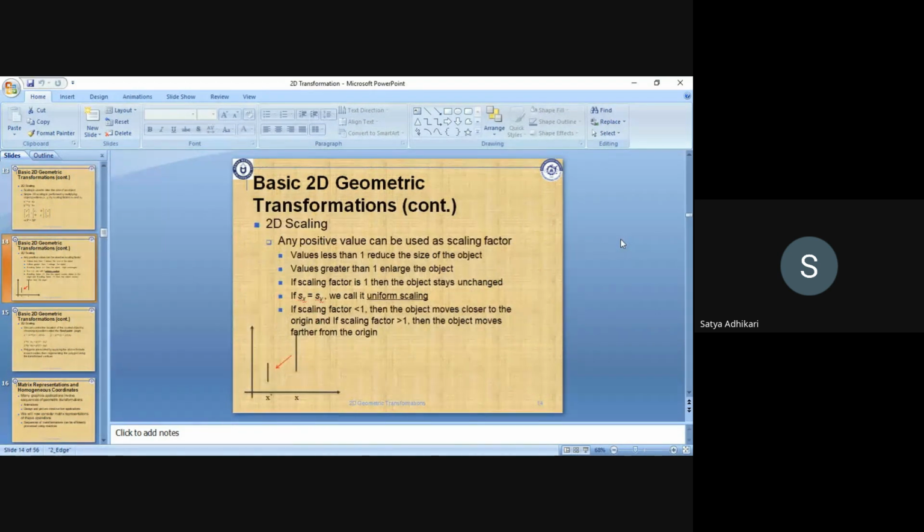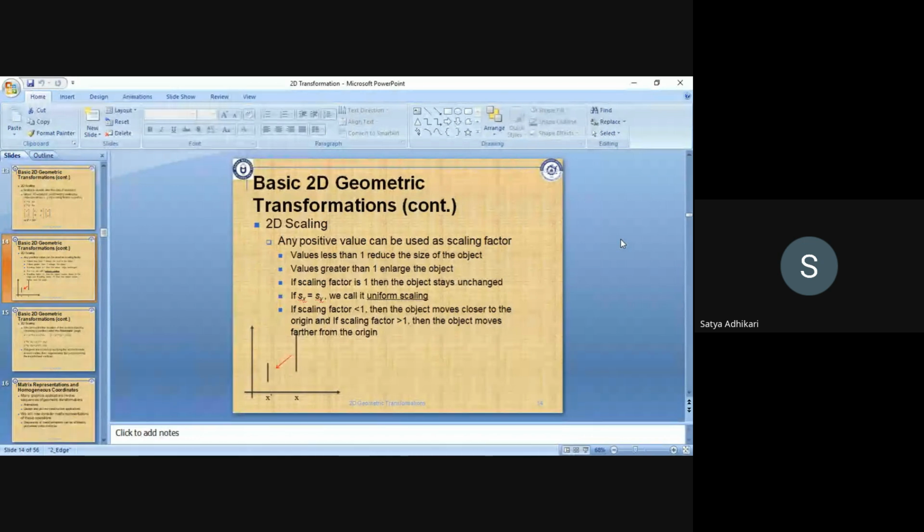So we know that if the scaling factor value is less than 1, the object is reduced. If the value is greater than 1, it is enlarged. If the scaling factor is 1, then the object stays unchanged. If sx and sy are both the same, then there is a uniform scaling. That is, you scale the same in the x-axis as well as in the y-axis. That is why it is uniform scaling.